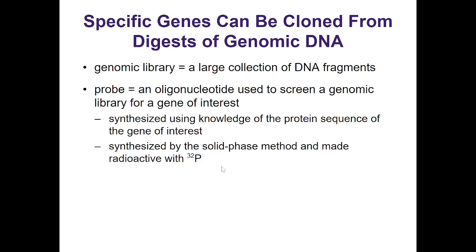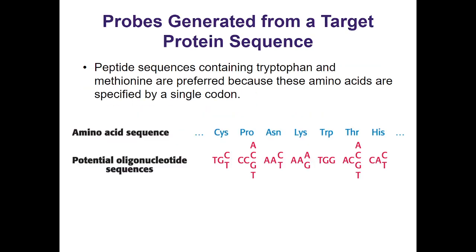Anybody have any questions so far? No? Okay. Do you understand the pieces that have gotten assembled in here? Yeah, it's using like 3 pieces from what we talked about before, right? Fantastic. So the probes can be generated from a target protein sequence. Peptide sequences will contain tryptophan and methionine. These are going to be preferred because these amino acids are specified by a single codon, which makes this much more sure. You have much less uncertainty in any measurements or what you're doing, right? If you have to depend on only one amino acid being correct, then it becomes a bigger deal, right?